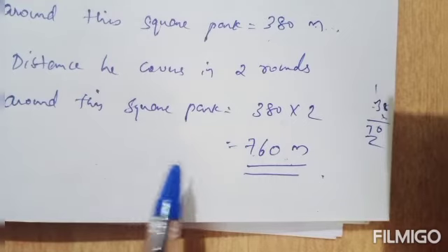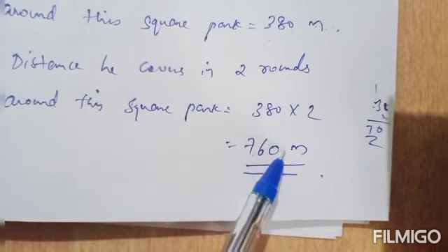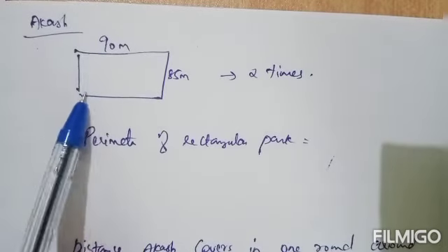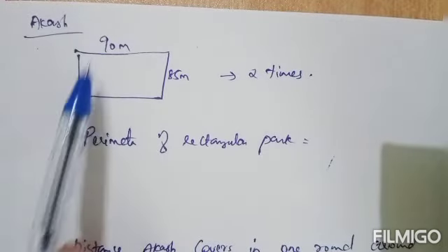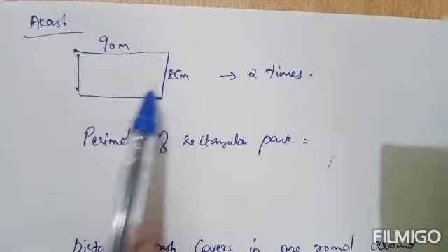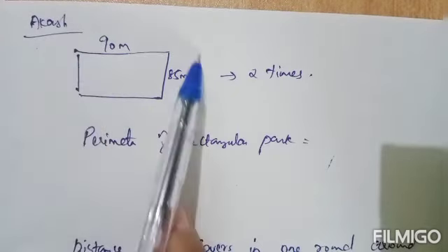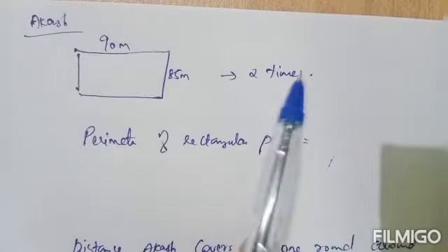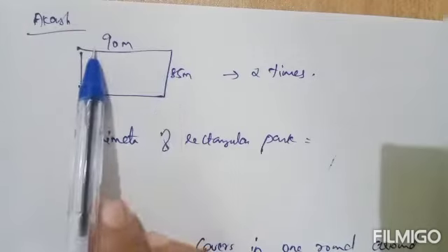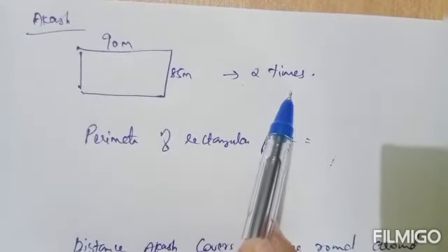Okay, this is the distance covered by Arnav. Next, let us take Agash's case. Agash jogs around a rectangular park whose length is 90 meter and the width is 85 meter. Okay, and he jogs around this rectangular park 2 times. That is twice, it is given in the question.